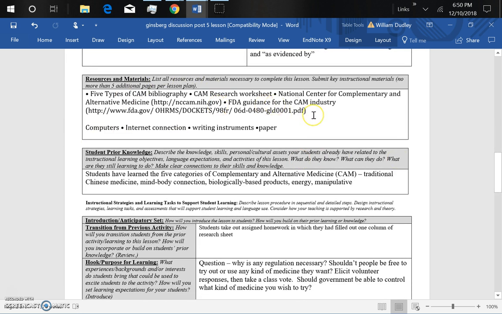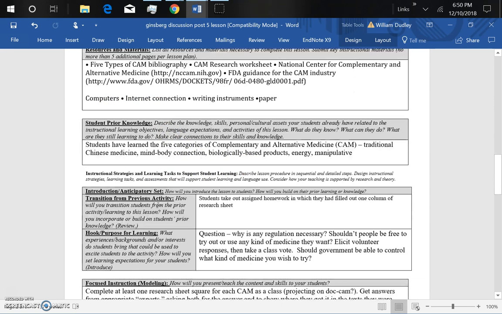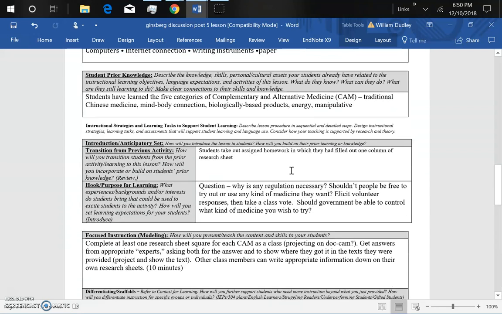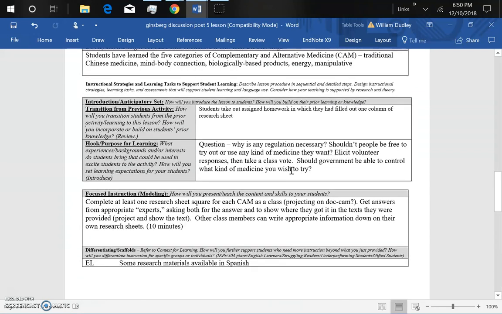Resources and materials, more or less taken from the curriculum itself, in addition to computers, internet connection, etc. The prior knowledge: we are assuming the students have already had some lessons on complementary alternative medicine. The lesson plan refers to homework, so I used that. So that would be the transition. Take out your homework you've done the night before, your research sheet.